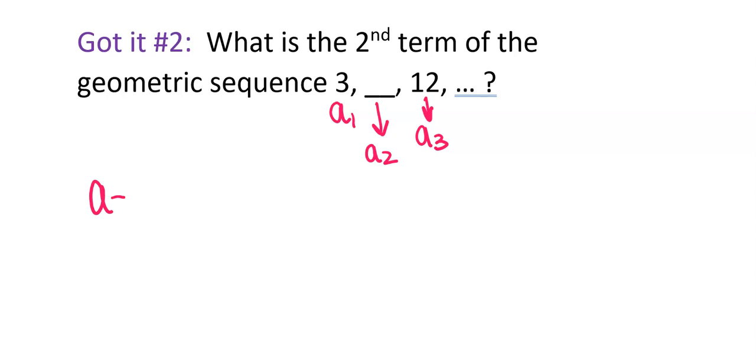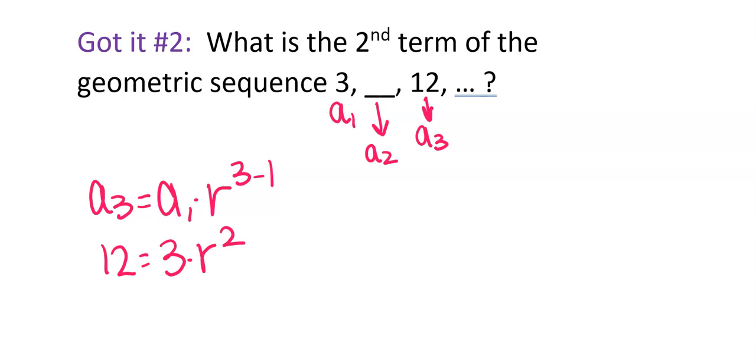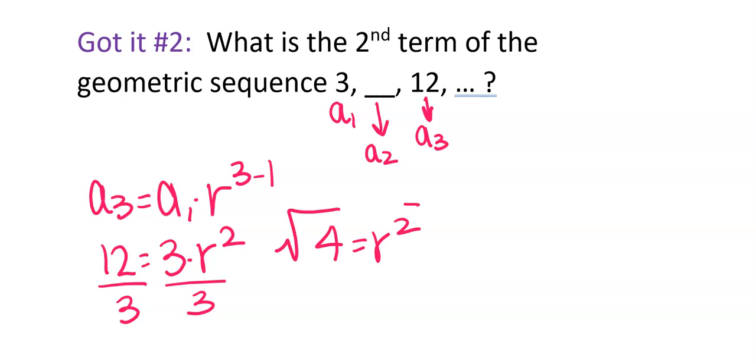So the formula for a sub 3 is this. A sub 1 times r to the 3 minus 1. A sub 3 is 12, we'll substitute that in. A sub 1 is 3, we'll substitute that in, and we simplify. So we divide by 3. So we get 4 equals r squared, and we square root both sides. So r equals plus or minus 2. Be careful on this one because many people forget about those negative terms when you square root a number as well.